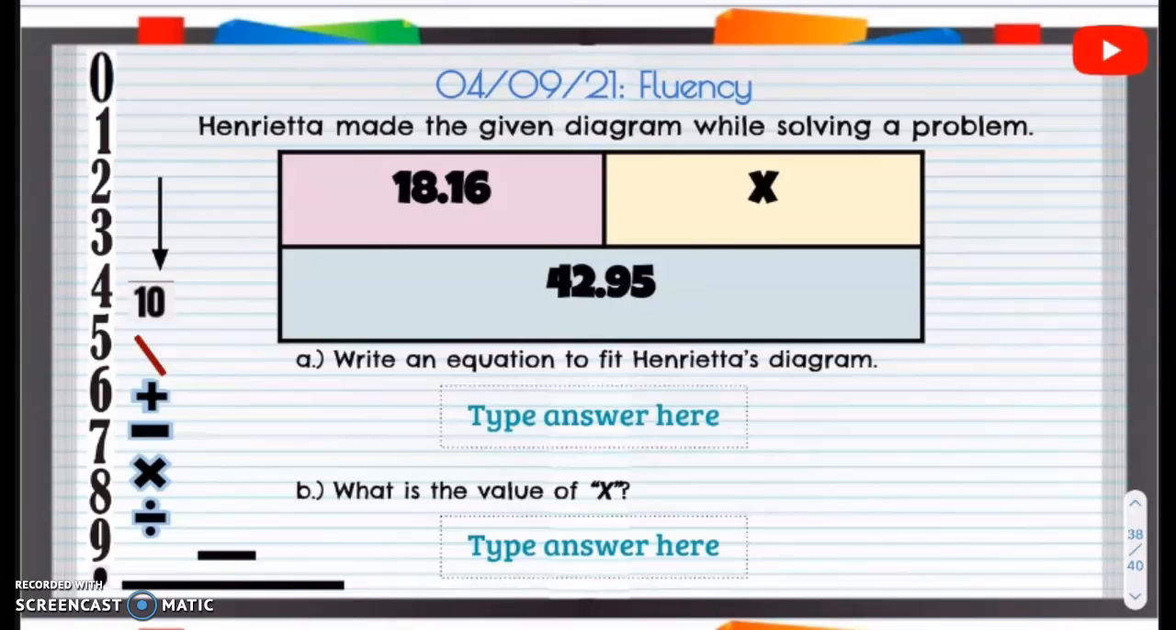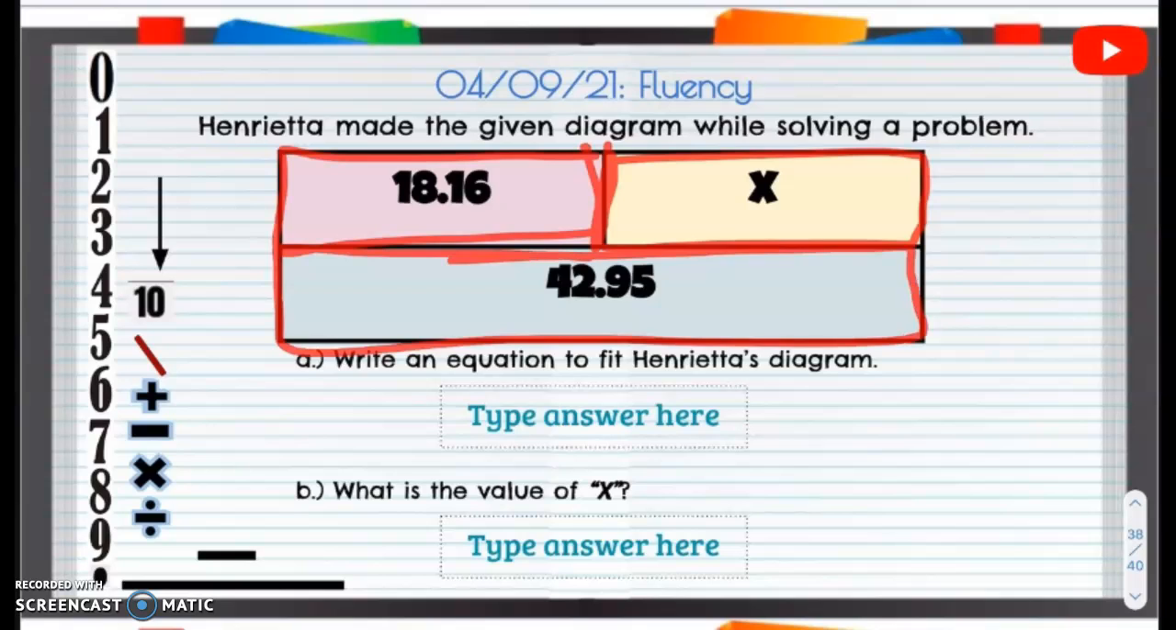Our fluency. So Henrietta made the given diagram while solving a problem. We're going to first write an equation that fits this diagram. So if we take a look at this, it's showing that this box and this box, when you put them together, they're the same length as this bottom box.